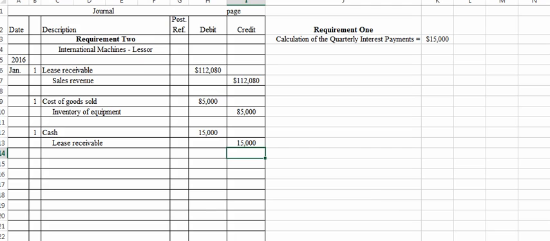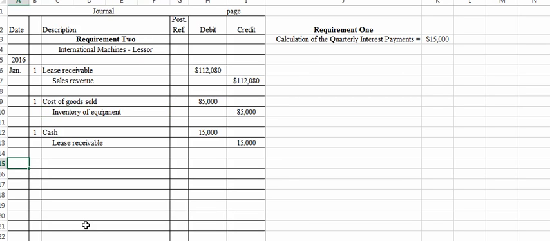All right, now that takes care of the January 1st entries. Same as what you saw before, except this entry was made for $85,000, the cost to International Machines, and they recorded some sales here. Really, on the previous one, the direct financing one, they just debited lease receivable for the $112,080 and credited inventory for the same amount, because that's what Edison Leasing paid for it, right? That's not what International Machines paid for it. They're earning revenue here two ways.